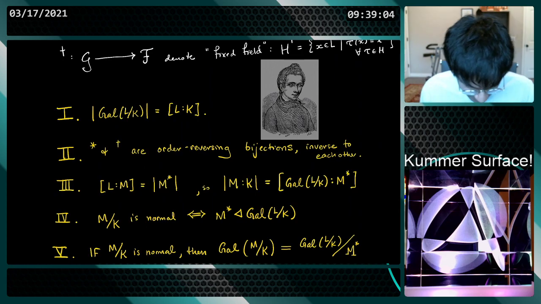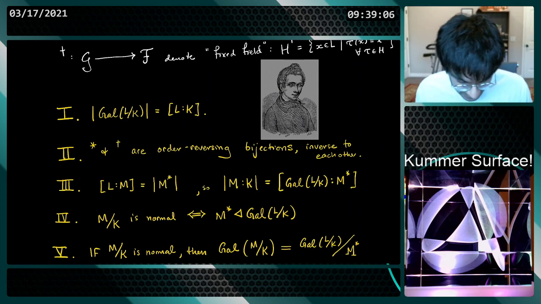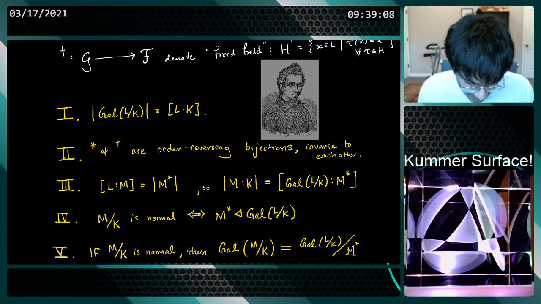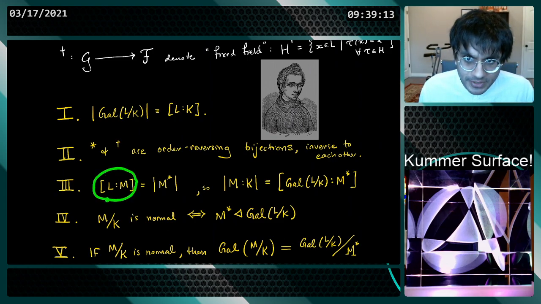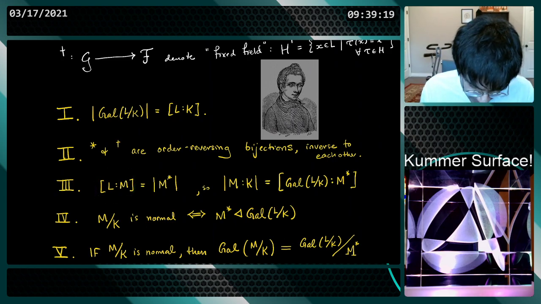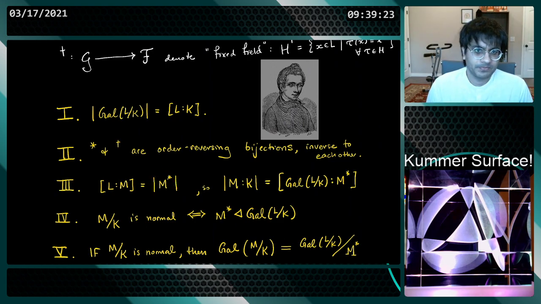Number 3. We've got an intermediate field M. The degree of the large field down to the intermediate field is the size of the fixing group. This is a group size, and this is a field degree.